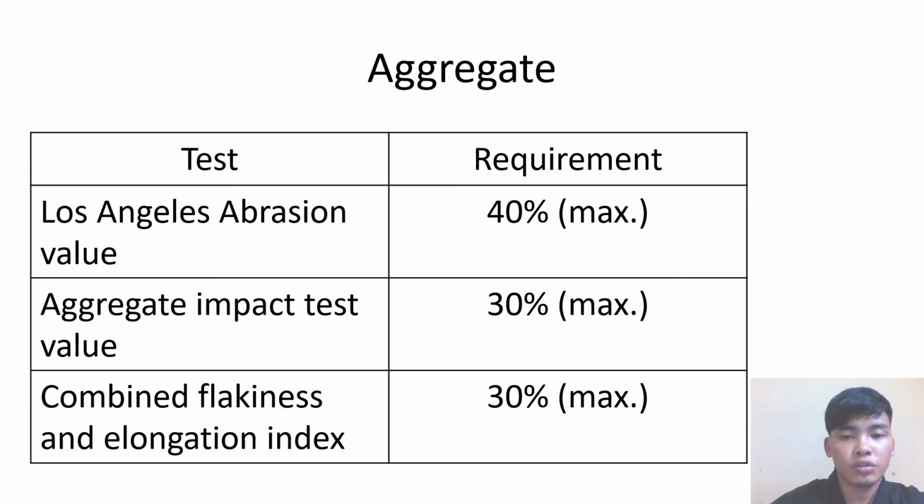Aggregate to be used in road construction must have a maximum of 40% Los Angeles abrasion value, 30% aggregate impact test value, and a maximum of 30% combined flakiness and elongation index.